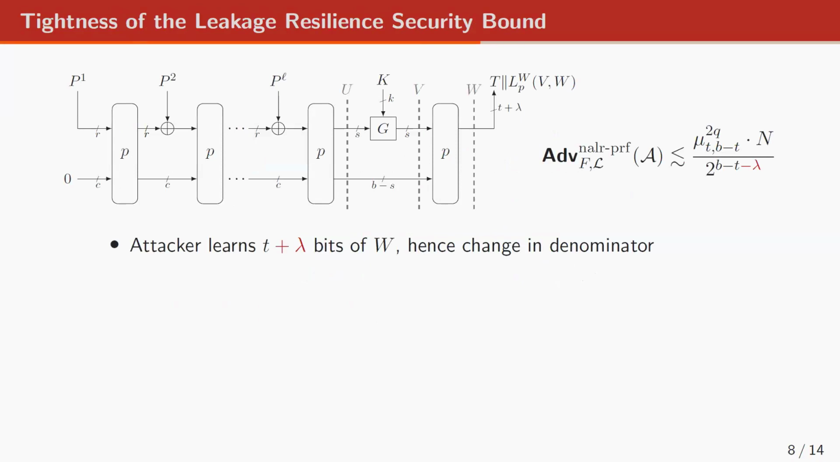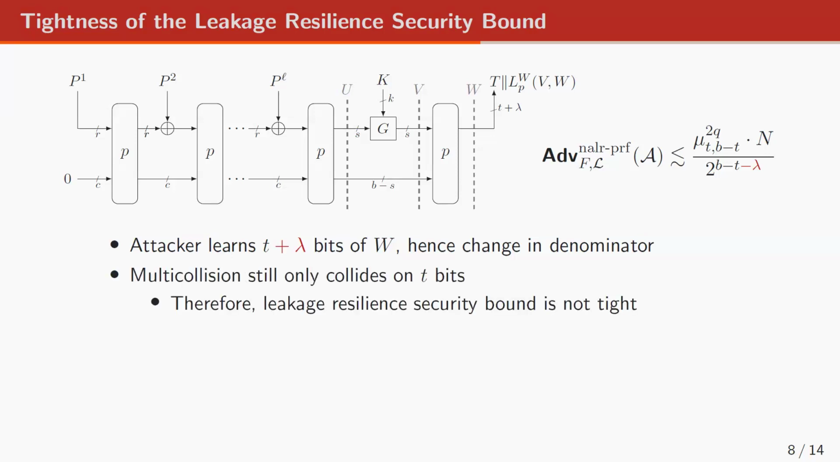So now let's see if the black box attack with this leakage function matches the bound. You see now the bound here on the slide. And as you can see, the only difference was the minus lambda. This minus lambda appears because the attacker now learns a longer tag. So there are fewer bits to guess and hence fewer possibilities.